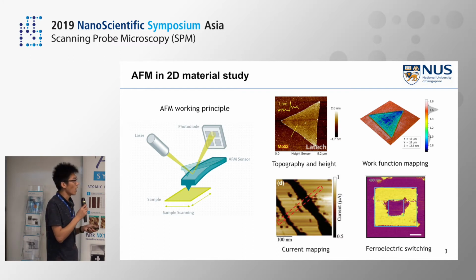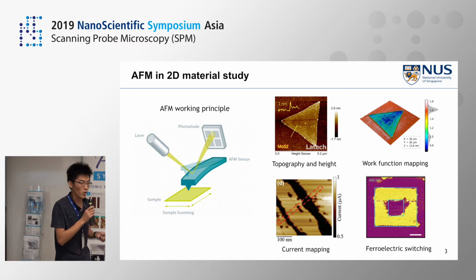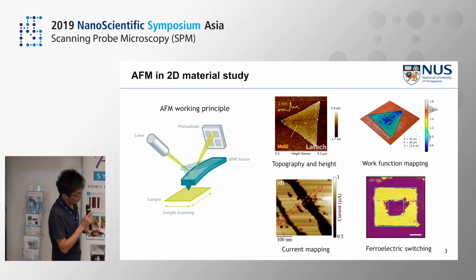for 2D materials. We want to see the thickness to know how many layers the flake has, so the topography and height are very important for 2D materials. And also the work function mapping from Kelvin probe microscopy, and the current mapping using conductive AFM. And the last one is ferroelectric switching using piezoresponse force microscopy. Now it's widely used for ferroelectric materials in 2D materials.